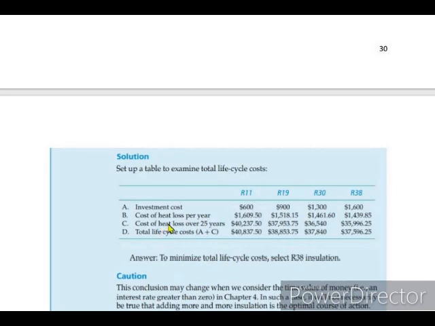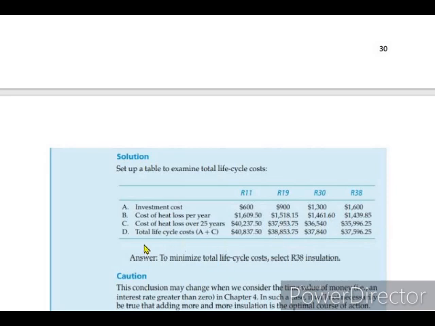Now for the cost of heat loss over 25 years, you will just multiply the cost you got in letter B by 25, because letter B is yearly. Then in letter C, over 25 years, we will multiply by 25. So 1609.5 multiplied by 25 is equal to 40,237.50. Then you will do the same to the others.